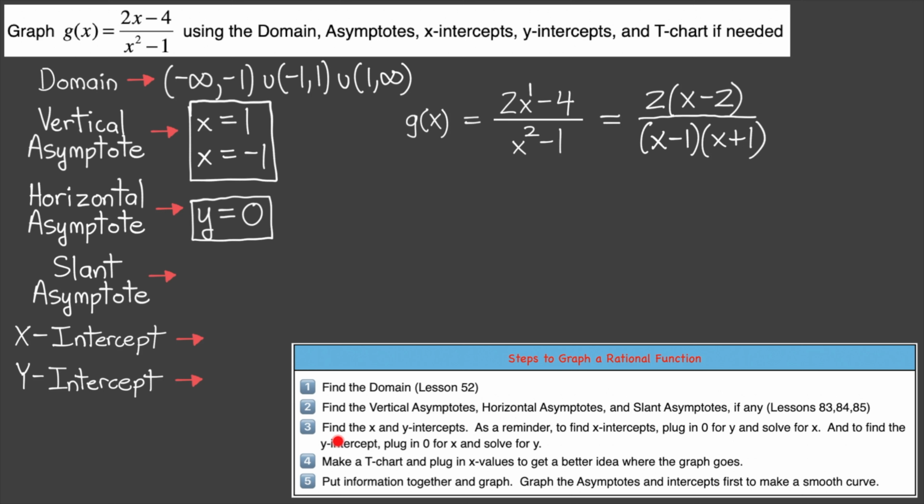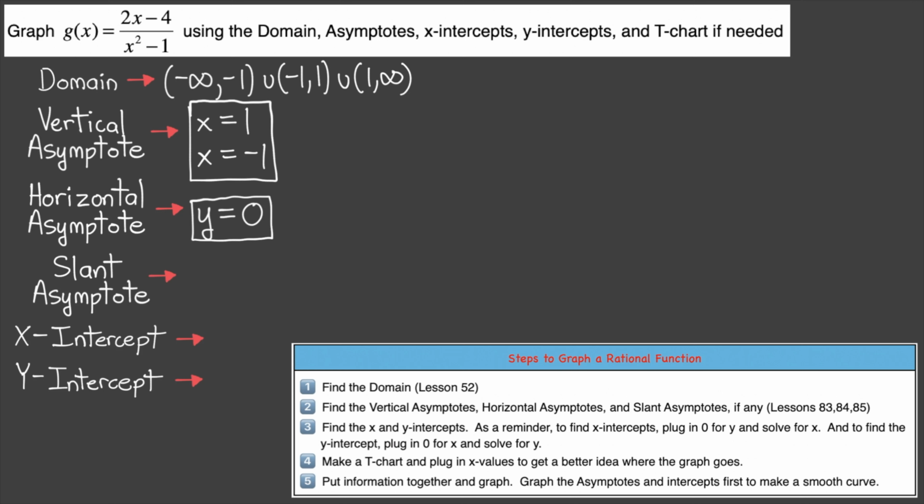All right, next we're going to find the x and y intercepts. So let's go ahead and erase our work here. How do you find an x-intercept? Well, you plug in 0 for y and solve for x. So here's our starting step for finding an x-intercept. You plug in 0 for y, like I've done here, and we'll solve for x. So I'm going to get rid of the fraction. I'm going to multiply both sides by x squared minus 1 here to eliminate our fraction.